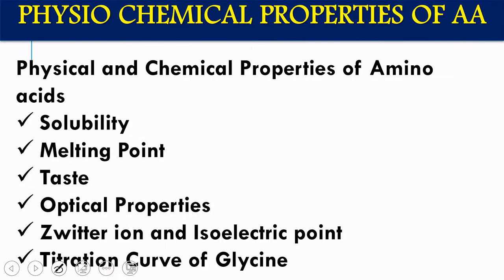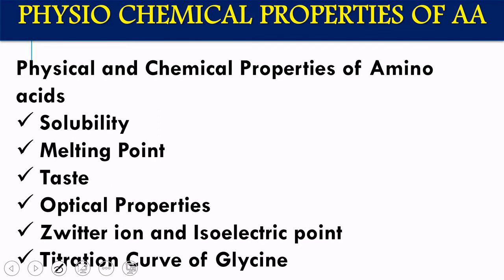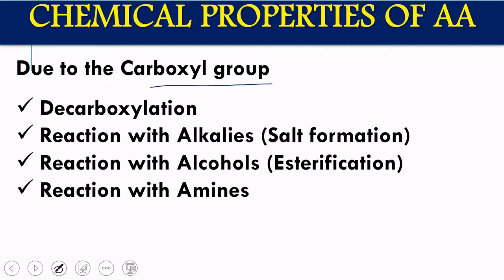So the amino acids have one kind of property which is shown due to the carboxy groups. The reactions shown by the carboxy groups include decarboxylation, where carbon dioxide is removed from the amino acids. So that is decarboxylation, meaning removal of carbon dioxide.